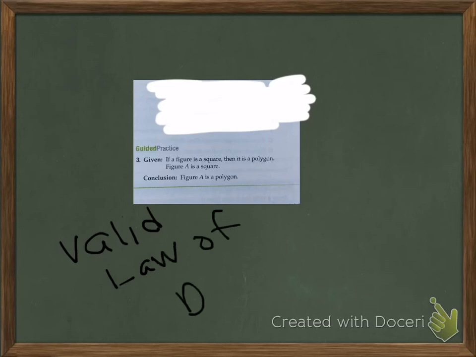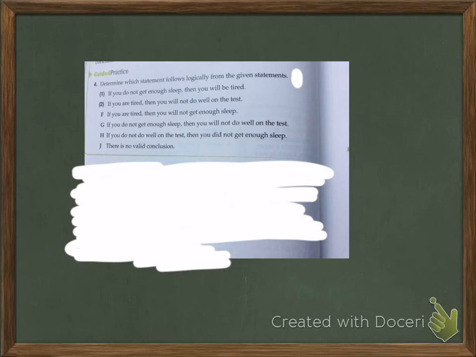Here we have another example where we need to figure out whether this is valid or not. It says if a figure is a square, then it is a polygon. Figure A is a square, so figure A is a polygon. This is valid, and this is also using the law of detachment. Here we have another one.